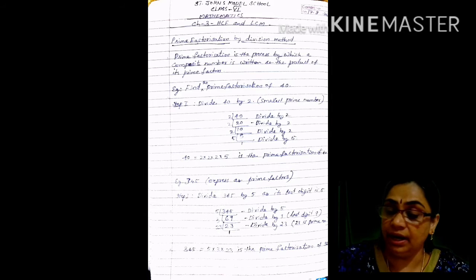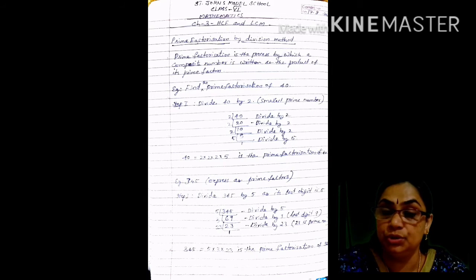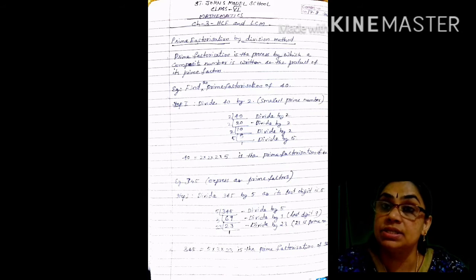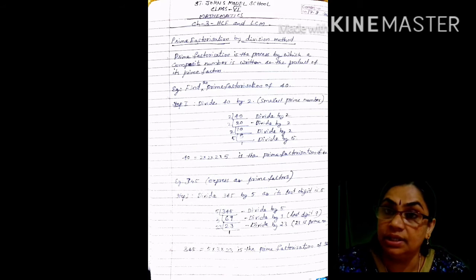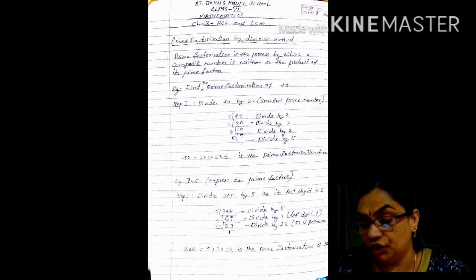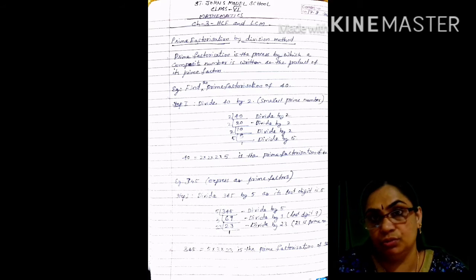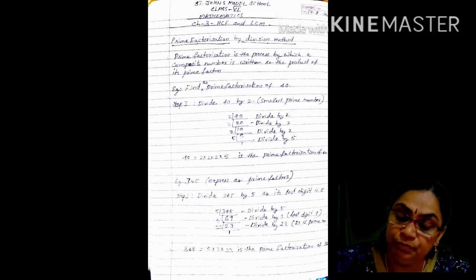When you prime factorize 40, prime factorization starts from the number 2. First of all, you have to see whether the number is divisible by the first prime number, that is 2. Here 40 is divisible by 2 because it is an even number, and also it has 0 in its unit place. So try for 2.